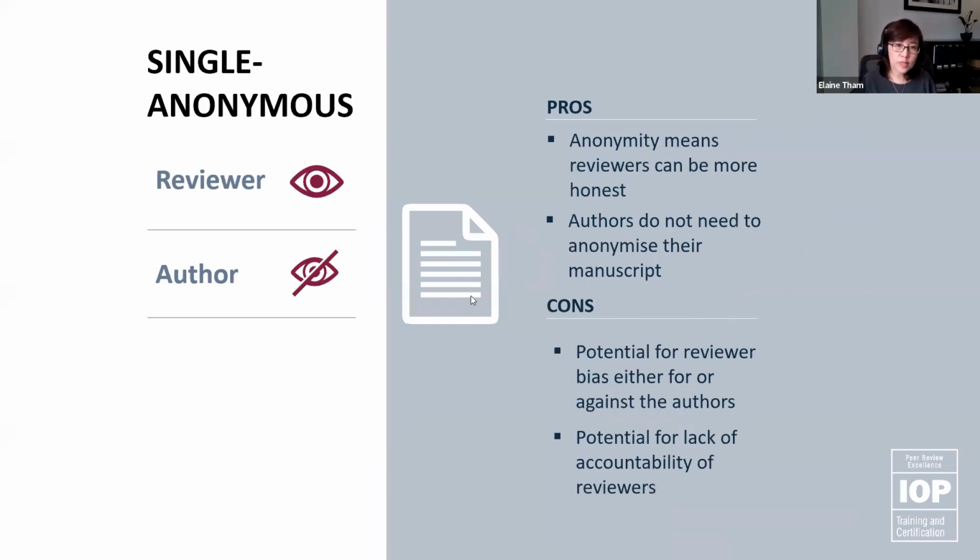Now, single anonymous or single blind means that the reviewer knows the identity of the author, but the author doesn't know the identity of the reviewers. This system allows reviewers to be more honest in their feedback, and authors do not need to anonymize their manuscripts. However, there is a potential for bias in this case, which could be either for or against the authors, or perhaps where the authors are based. There's also more potential for a lack of accountability from the reviewers.